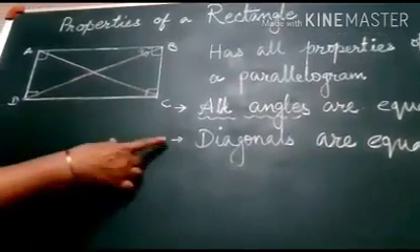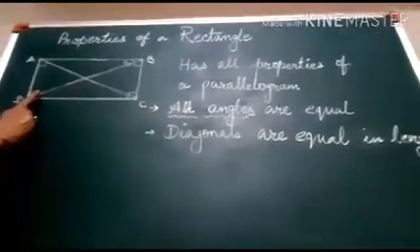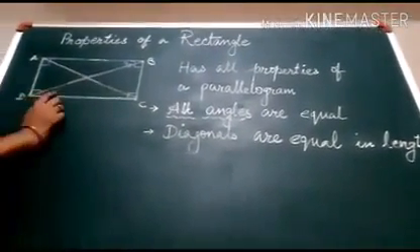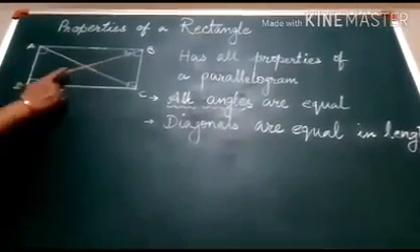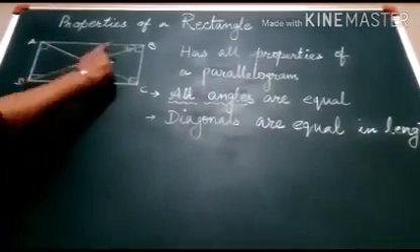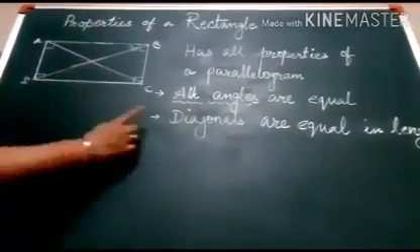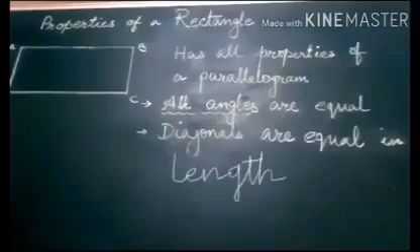Another special property is that of a diagonal. These are the diagonals of a rectangle. The special property about the diagonals of a rectangle is that they are equal in measure. That is, the length of AC and the length of BD are both the same. So diagonals are equal in length.